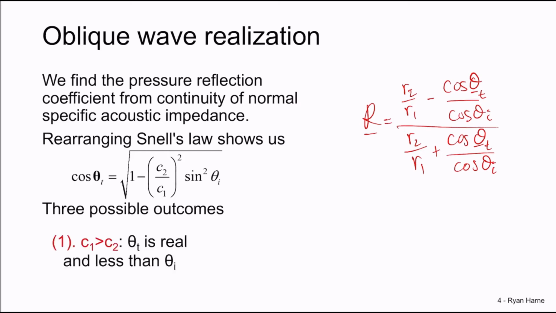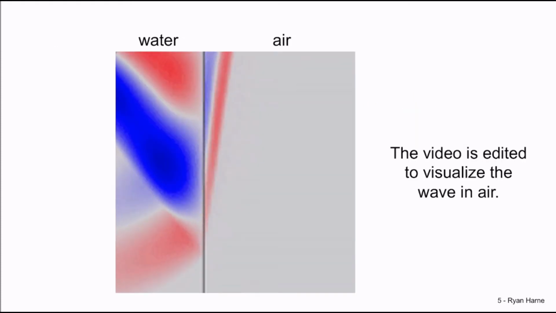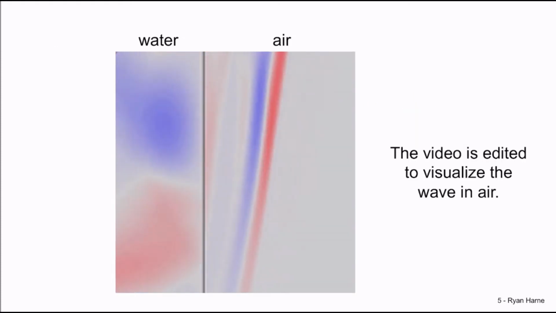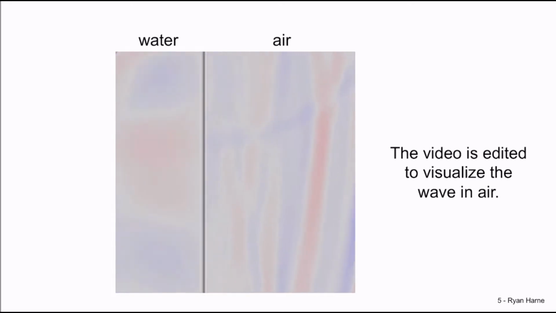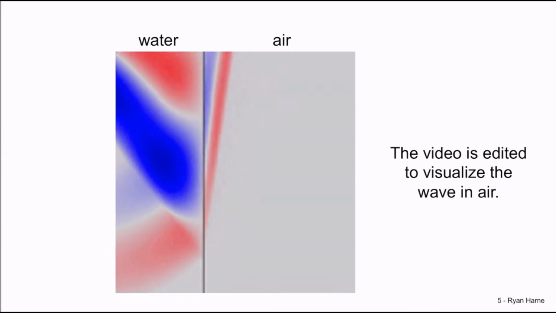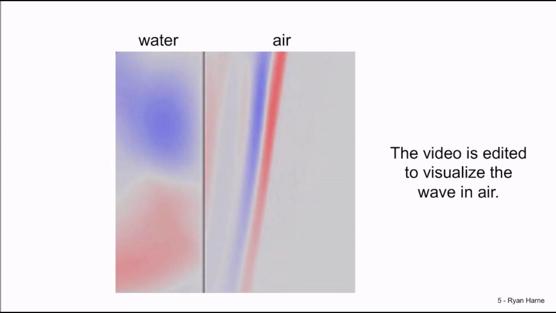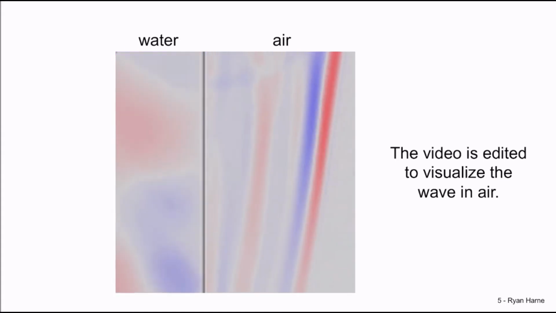The first outcome is simple. c1 is greater than c2. And in this case, theta sub t, the transmitted angle, is always real, and it's always less than theta I. A good example when c1 is greater than c2 is the water-to-air interface. Now in this case, the video is edited in magnitude since the amplitude in air is still very small, just as we saw for normal or perpendicular waves at interfaces.